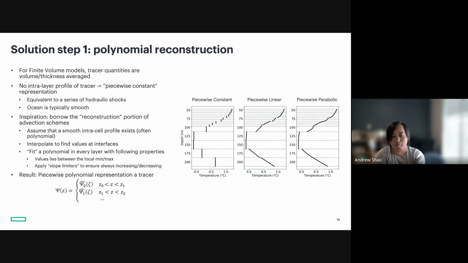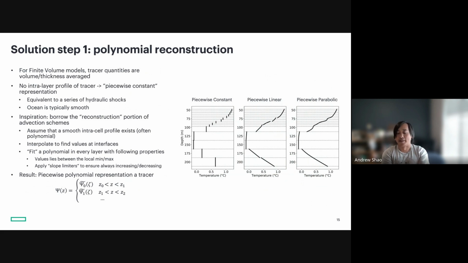So the approach that Bleck took in 2002, which has since been advanced and modified in MOM6, is to borrow the reconstruction portion of the advection schemes. Advection schemes in general have mostly been designed to say, let's assume that this fluid is not just a series of hydraulic shocks. Let's assume that there is some smoothness, some underlying subgrid scale profile that exists. Polynomials are great for this because we can understand and constrain their behaviors really easily. It's one of the reasons why, if you look back at some classic papers, they all use polynomials.